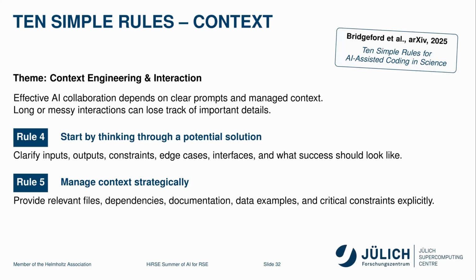The second theme is context engineering and interaction. Here the message is that effective AI collaboration depends on clear prompts and managed context. Particularly long or messy interactions can lose track of important details. So rule number 4 is to start by thinking through a potential solution. Clarify inputs, outputs, constraints, edge cases, interfaces, and what success should look like.